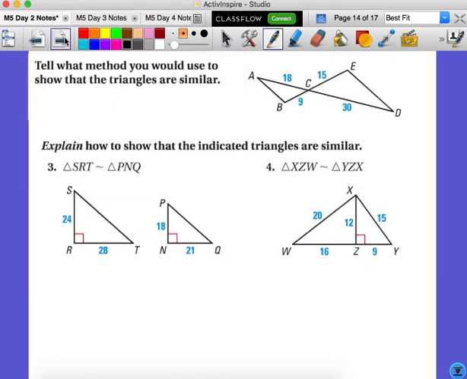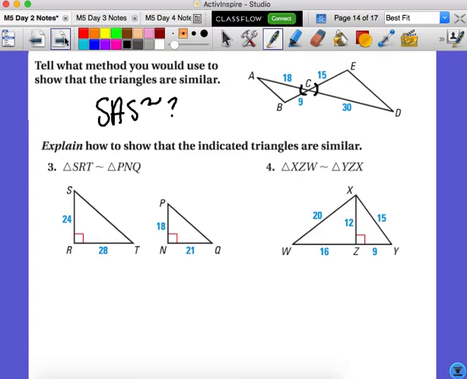So tell what method you would use to show that the triangles are similar. So looking at this picture, again, we could add our vertical angles here. So then we have one pair of angles and two pairs of sides surrounding that angle. So it might be side, angle, side similarity, but I'm going to test that and make sure.